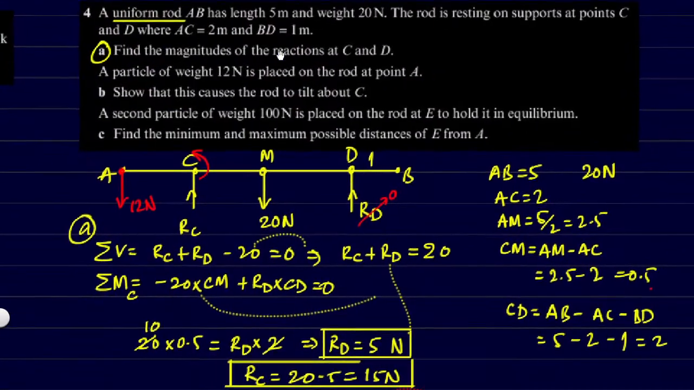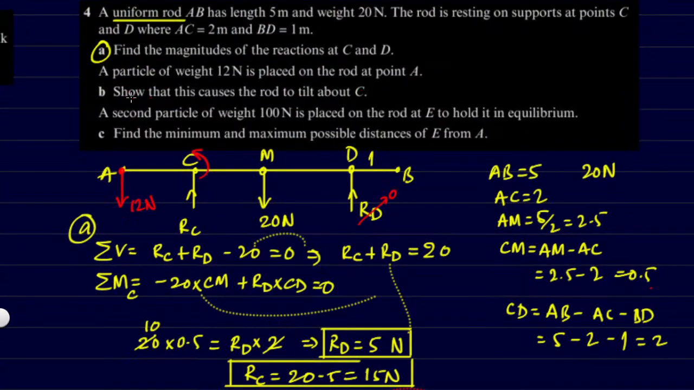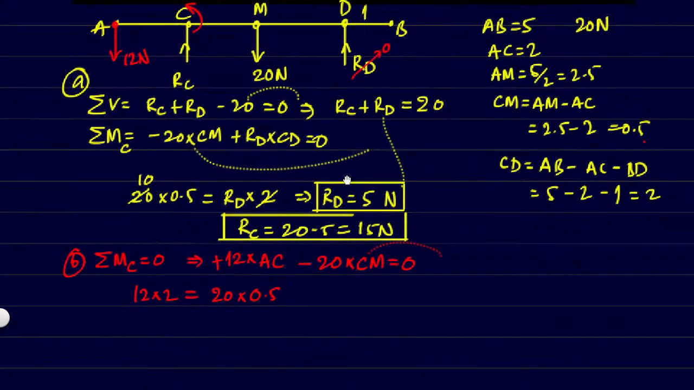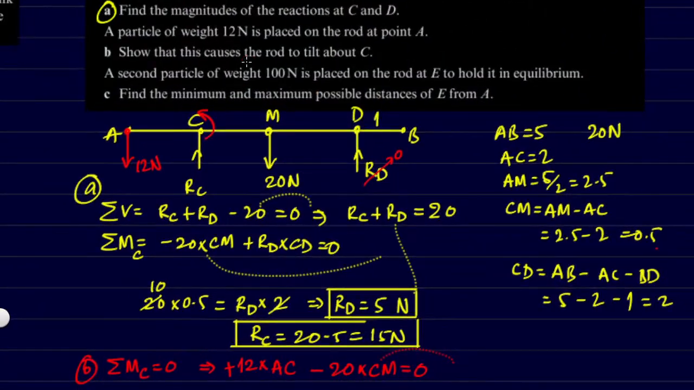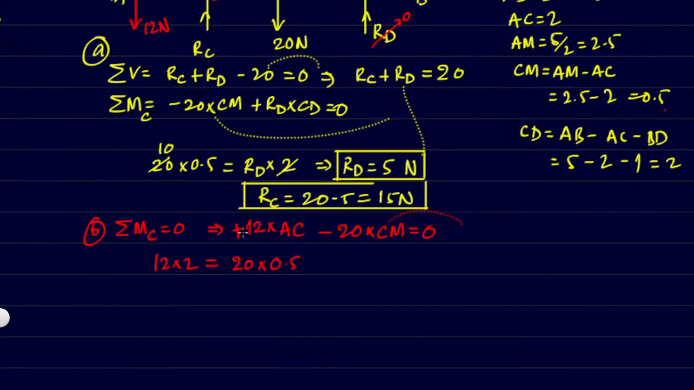Let's read the question again. Show that this causes the rod to tilt about C. Okay, he's not telling us it just tilts, he's just telling that it will tilt. That means it is no longer in equilibrium. It will start moving.